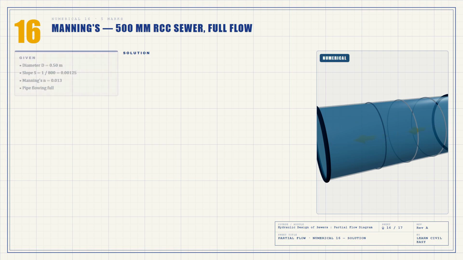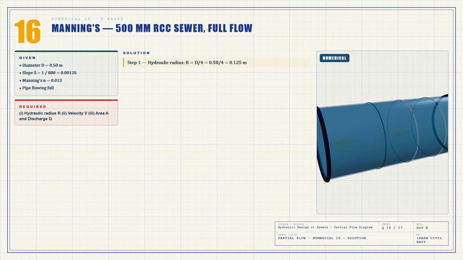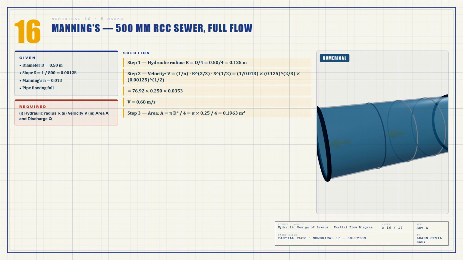Numerical 16. Given D equals 0.5 meters, S equals 1 in 800, which is 0.00125, n equals 0.013, pipe flowing full. Step 1. Hydraulic radius R equals D over 4 equals 0.125 meters. Step 2. Velocity by Manning's formula. V equals 1 over 0.013 times 0.125 to the power 2/3 times 0.00125 to the power 1/2.